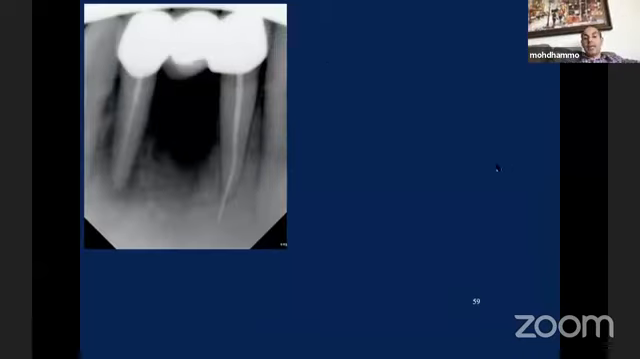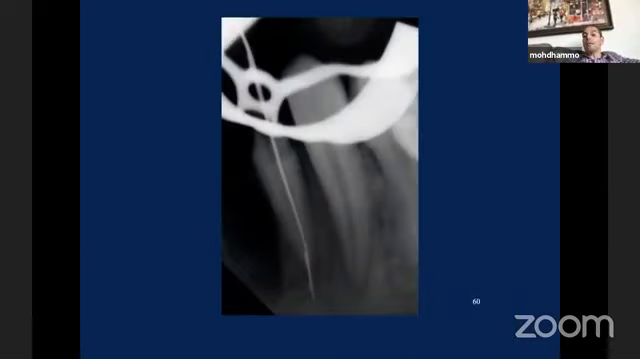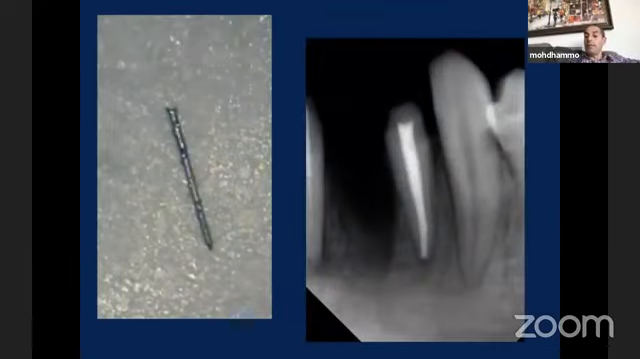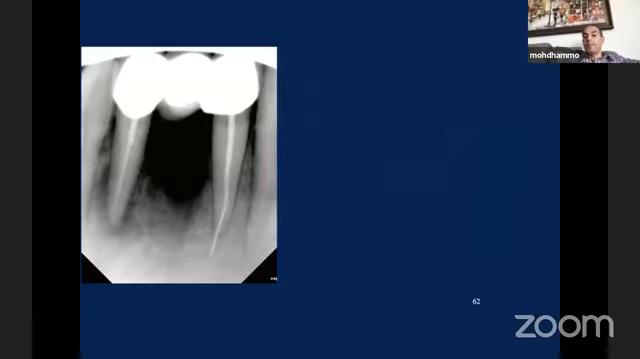Let me show you this case here. This is a very interesting case. This is a broken instrument here, and I told the patient I could not remove the broken instrument, I will bypass it. So I enlarged the canal over this broken instrument, and while I was bypassing with K file number 10, 15, 20, the broken instrument jumped. Then I continued cleaning my canals here, and as you can see, it was in 2013. Let's see, after 1 year, then 2 years, then 4 years, you can see the great healing.